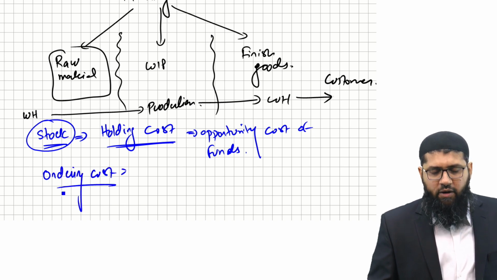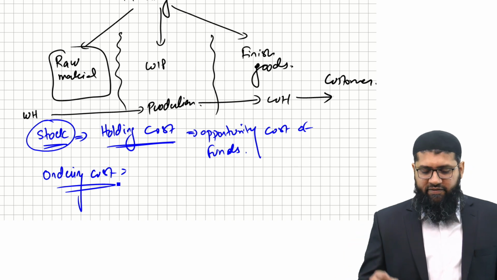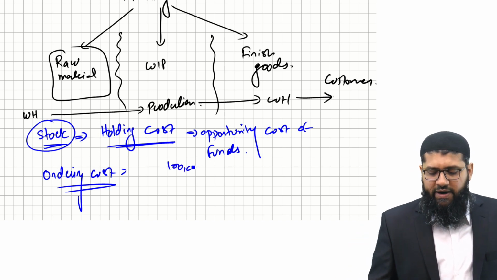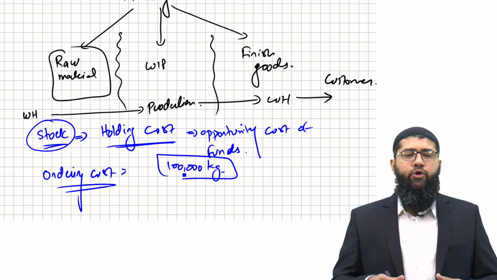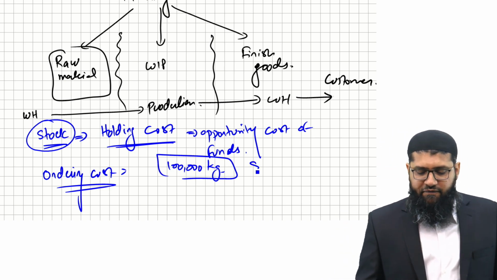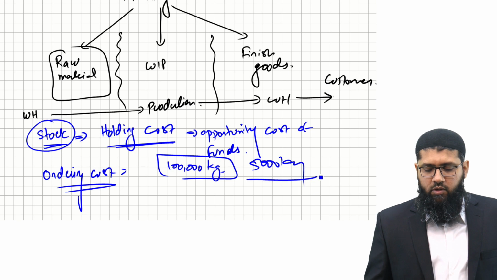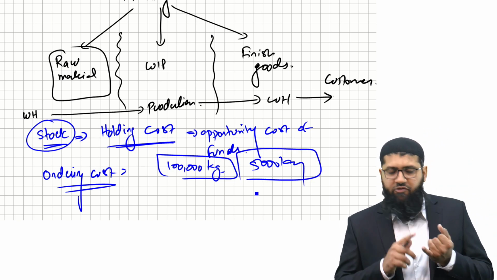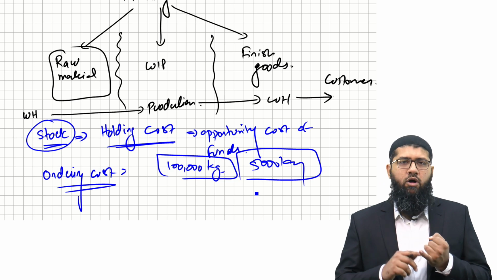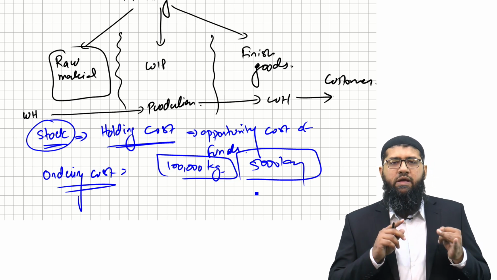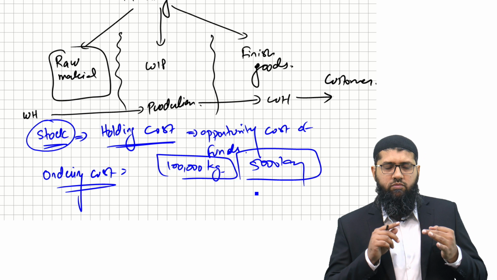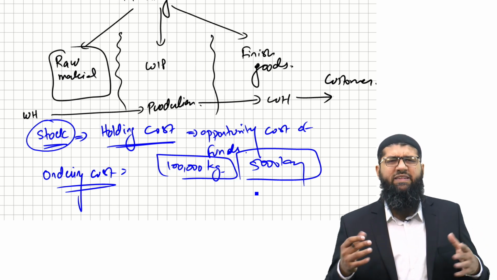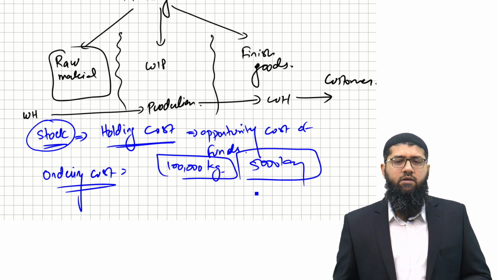Now what do we mean by ordering cost? For example, if you need 100,000 kgs of material in a year, and you order only 5,000 kg at a time, that means every time you place an order, you would have to incur transportation cost, handling cost, purchase order cost, supplier filtering cost, bank guarantee cost, etc. Multiple things would be there.